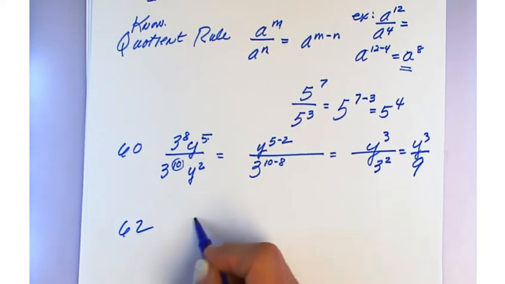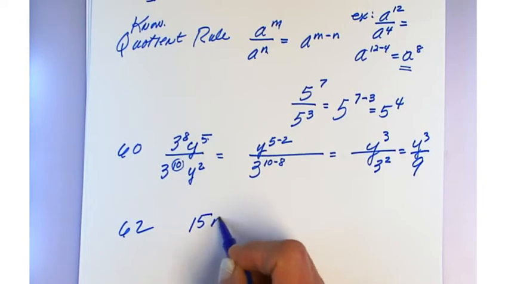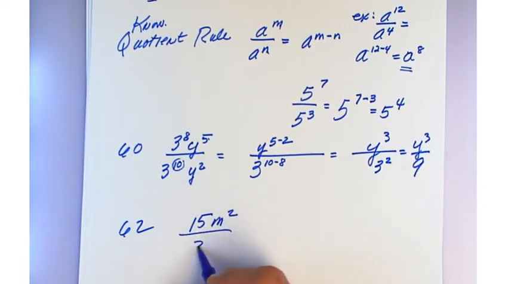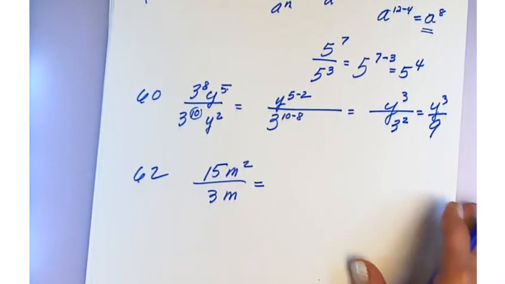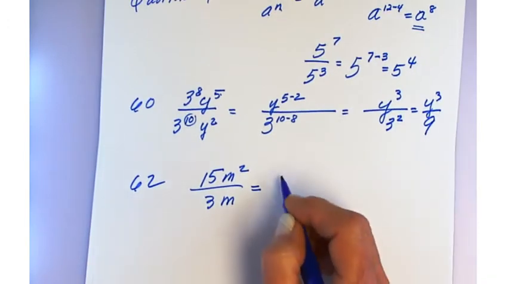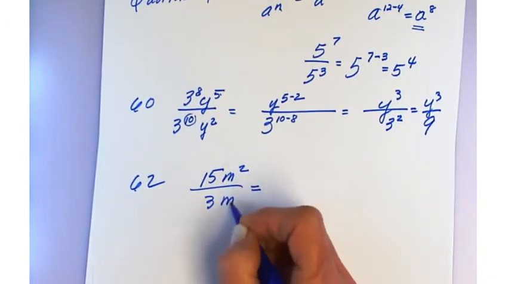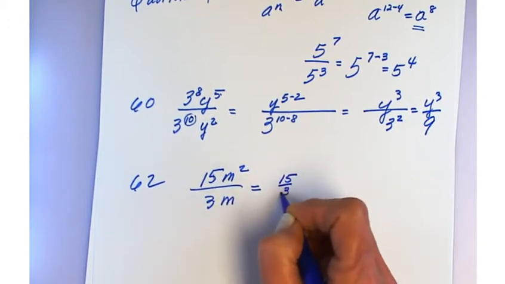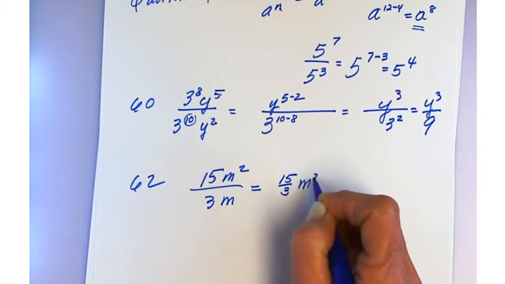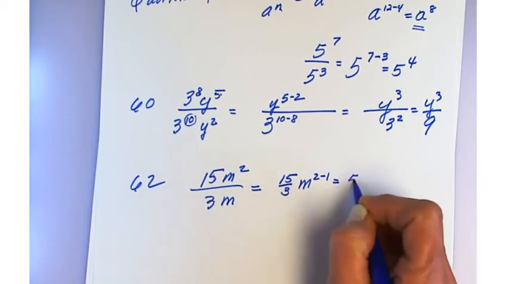15, m squared over 3m. Okay? To divide numbers with exponents, we subtract, but we know how to divide 15 over 3, and then we're going to have 2 minus 1. So 5m to the 1.